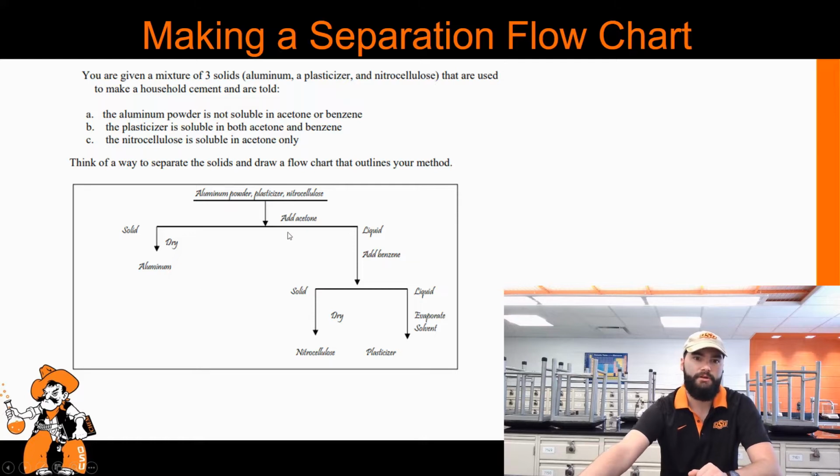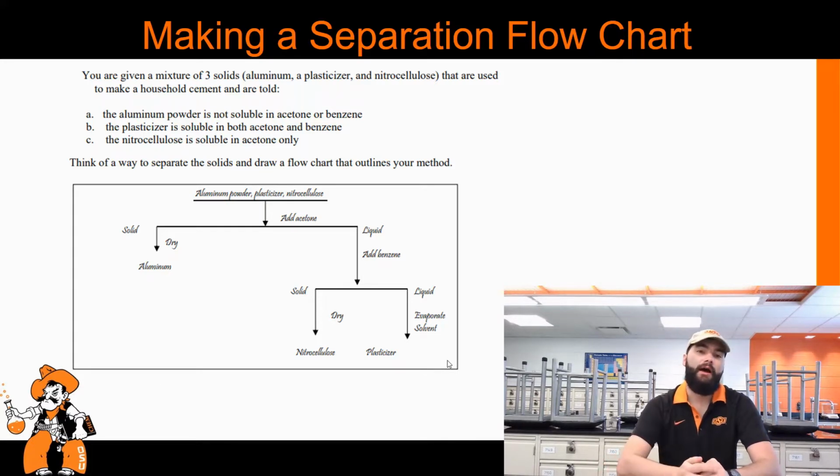Okay, so here's our flow chart. We add our acetone, the flow chart splits into a solid layer and a liquid layer. We have our aluminum here. We add our benzene to the liquid layer. We now have a solid liquid layer split again. We get a nitrocellulose here and plasticizer here. So that's a basic flow chart for us to work with today.